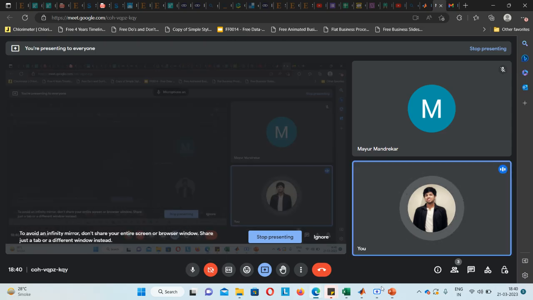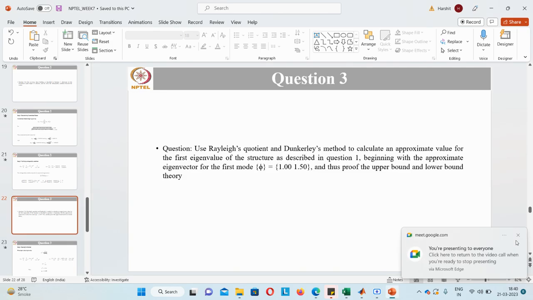Okay, so let's see the solution now. What is given in the question is the same structure that we solved in question 1, where we obtained the natural frequency for mode 1 and mode 2. Now we need to use Rayleigh's method and Dunkerley's method to obtain the approximate value of the first eigenvalue, that is for the first mode of vibration.